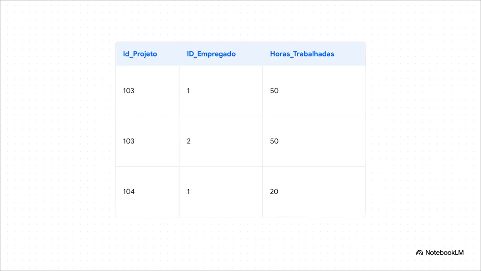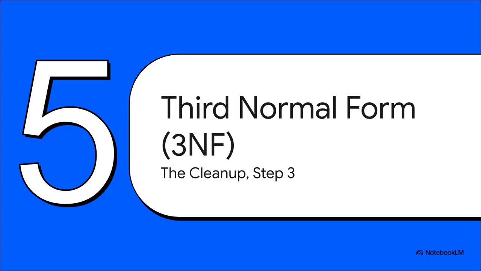And to fix this, you guessed it, we split the table again. All the information that depends only on the employee ID, their name, their job title, it all gets moved into its own dedicated employee table. The only thing left in the middle table is the one piece of information that depends on both the project and the employee, the number of hours they worked on that specific project. And just like that, the partial dependency is gone. We're in 2NF. We are so close.